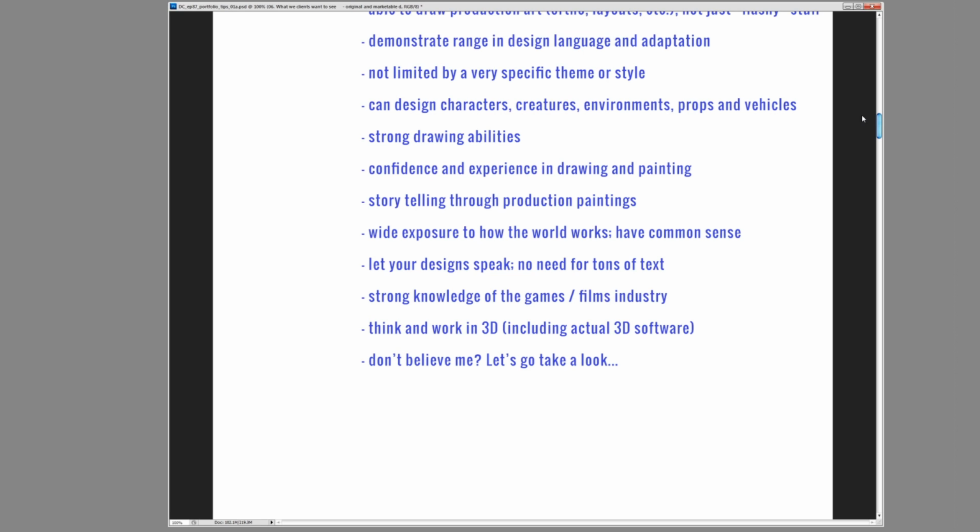Next, let your design speak. No need for tons of text. Okay, sometimes portfolios are filled with text explaining the designs underneath. No one reads this stuff. We love to read. I myself love to read. But when we're looking through a portfolio, we're not going to read your stuff. We have other things to do, and the last thing we're going to do is spend 10 minutes reading some text.